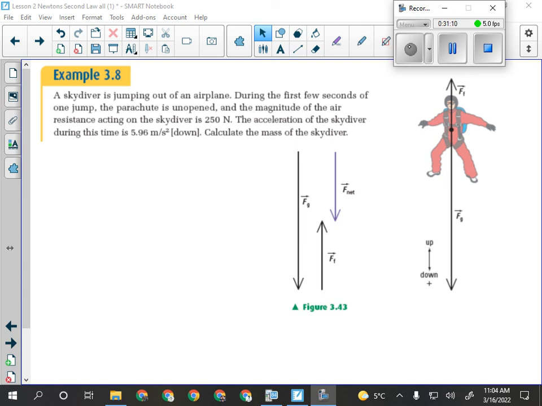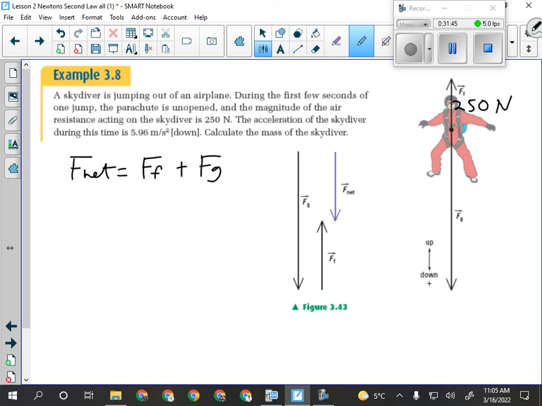But there's a force upwards and there's a force downwards. Anything that's affected directly by gravity, and falls or rises vertically, is essentially an elevator. So what we have is the force of friction, or air resistance, acting upwards on the skydiver, and the force of gravity acting downwards. They've done the free body diagram here, except they have not labeled that this force of friction is 250 newtons. So what we know is that the net force here is going to be the force of friction plus the force of gravity.